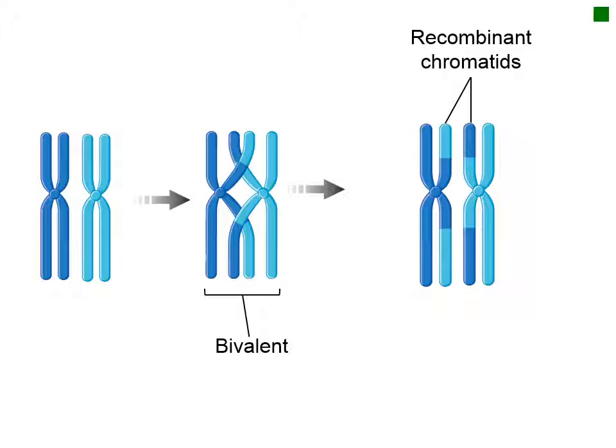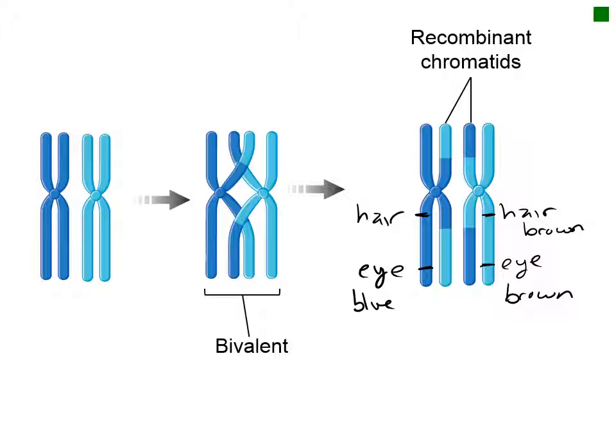For example, pretend the genes for eye color and hair color are found on these homologous chromosomes. The eye color being here and hair color being here. However, the maternal chromosome has the gene for brown eyes and brown hair, while the paternal chromosome has a gene for blue eyes and blonde hair.